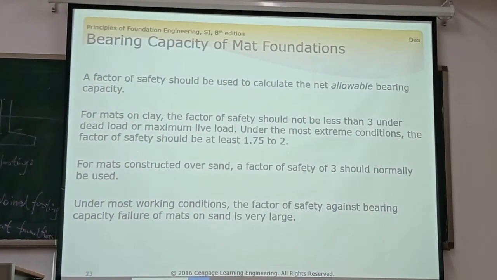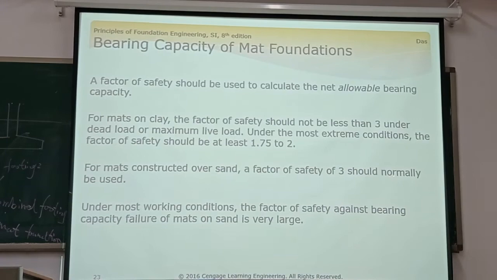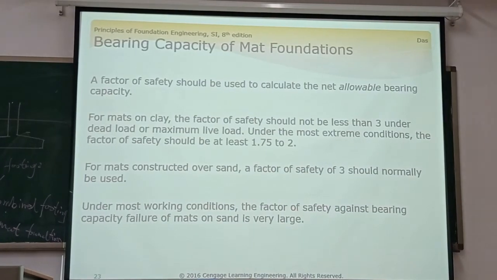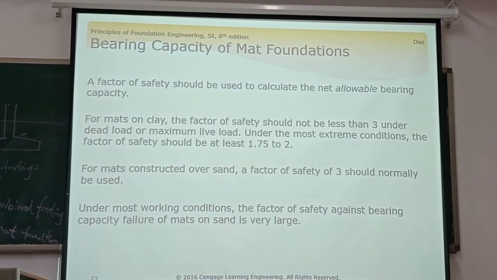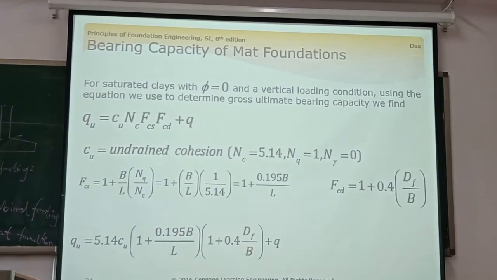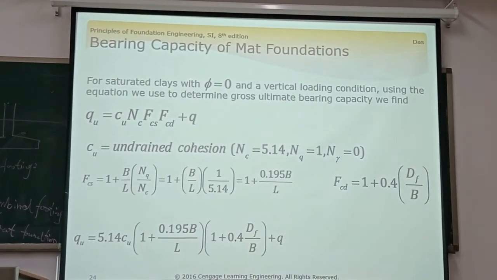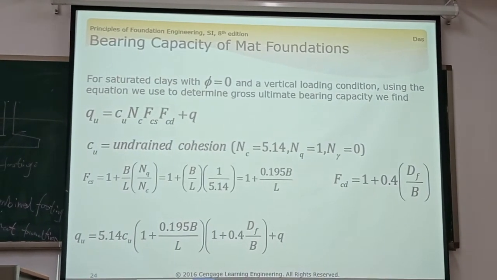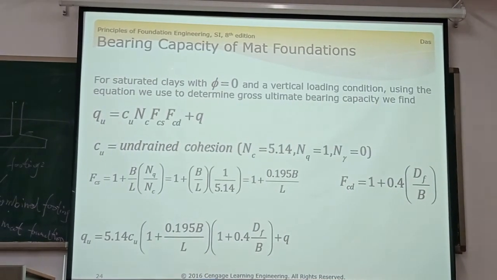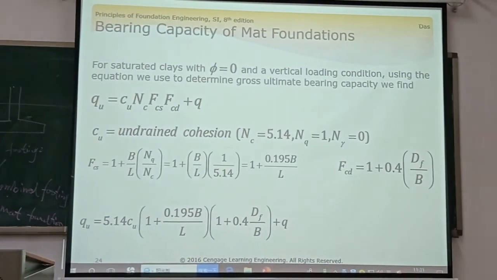For structures constructed over sand, a factor of safety of 3 should be moderately used. In most working conditions, the factor of safety of the bearing capacity on sand is very large. This is just for this condition. We should use it with saturated clay. If the soil is not saturated clay, the friction angle is not 0, so we can go back to use the Meyerhof equation to calculate it.